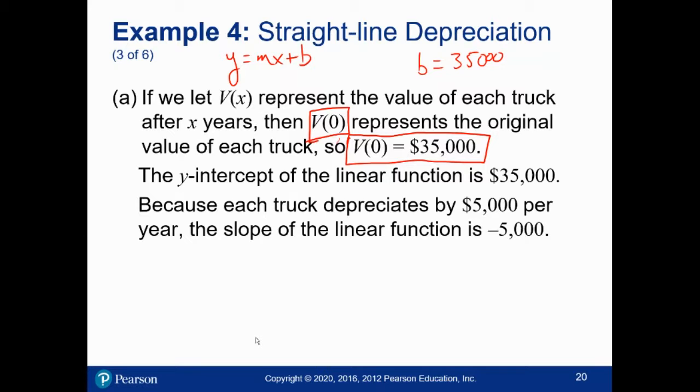The depreciation is how the value is changing, and we want it to change by 5,000. That's the slope, but we don't want it to be positive. We want the value to be decreasing, so we want the slope to be negative. So the slope should actually be negative 5,000. Now we have m is negative 5,000.